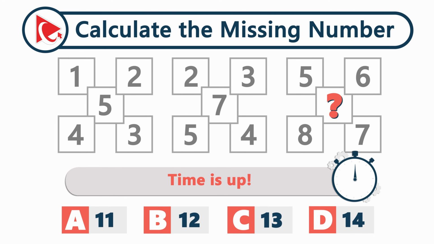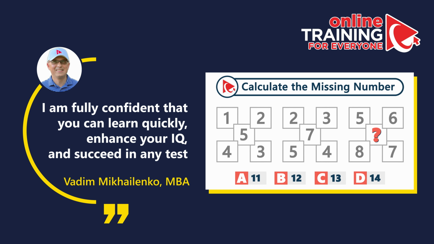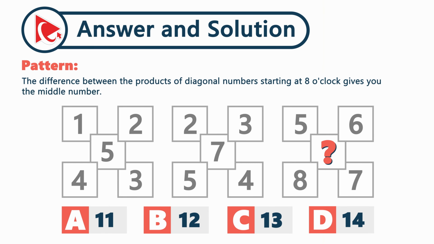Are you prepared to share your answer? Let's move forward to see what unfolds. You may be surprised by how simple the solution actually is. In fact, the pattern here is that the difference between the products of diagonal numbers starting at 8 o'clock gives you the middle number. Let's look at the example.